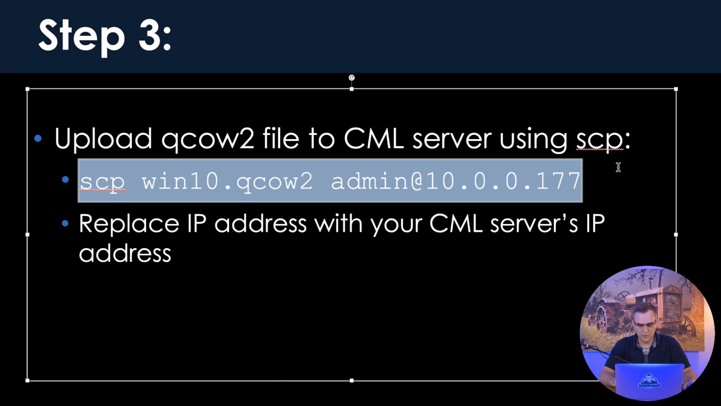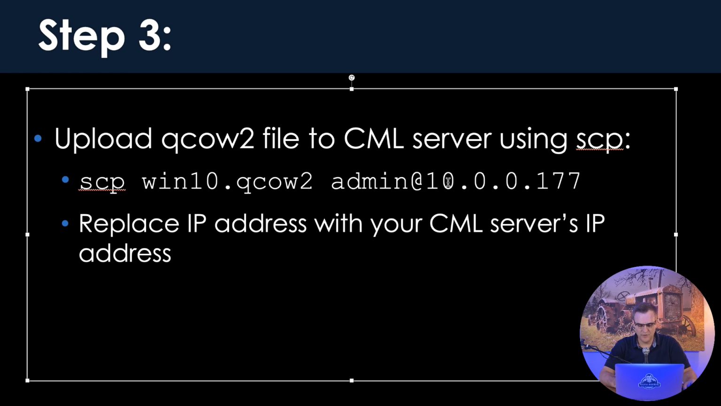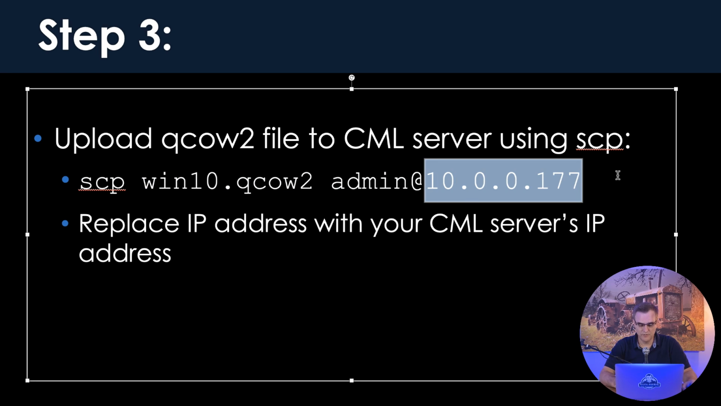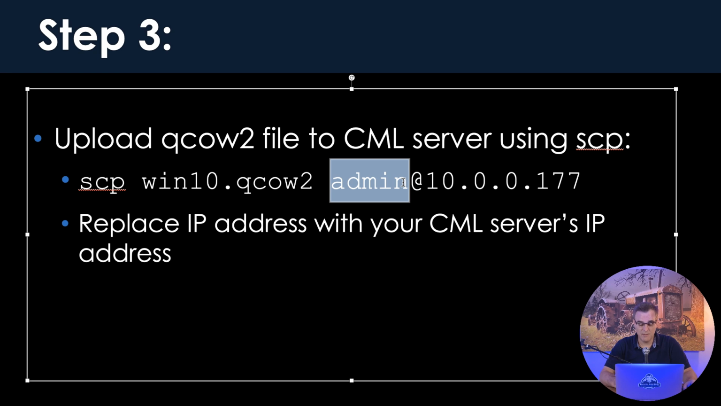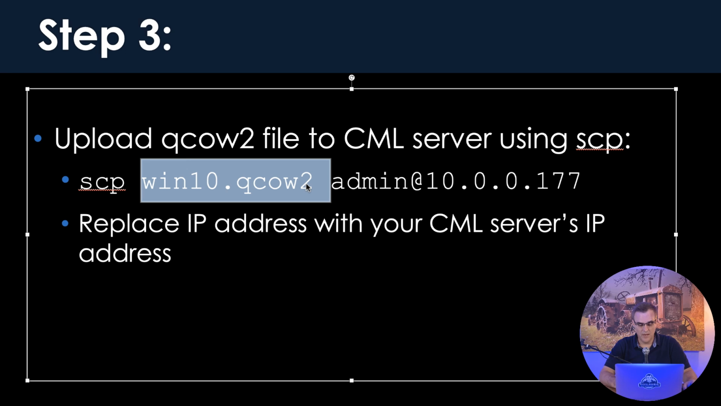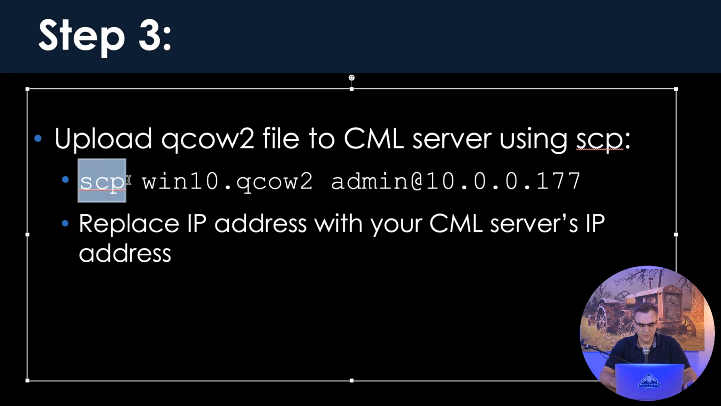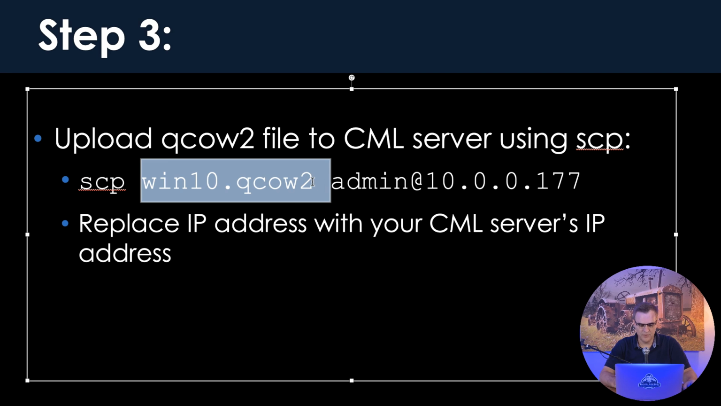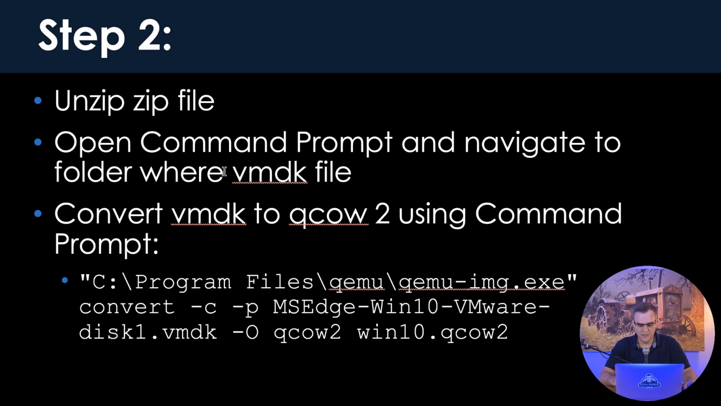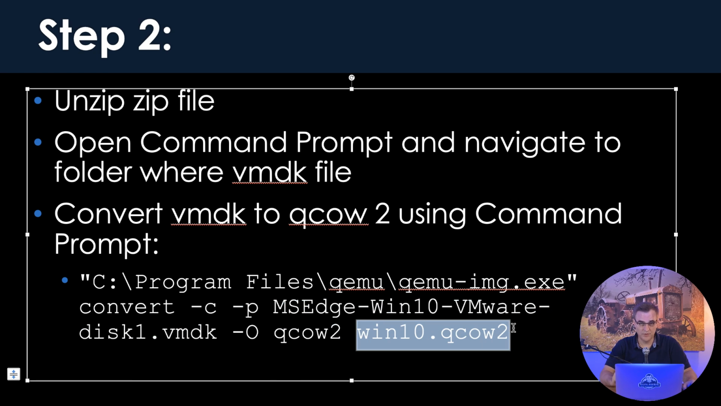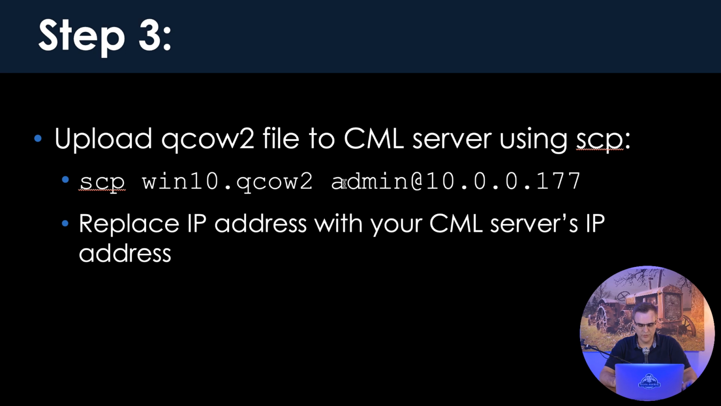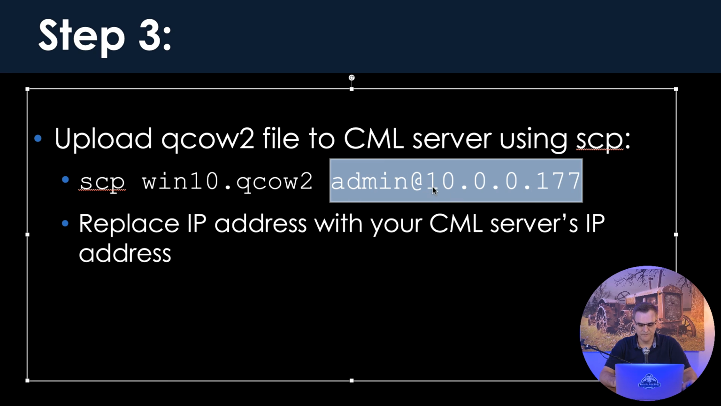And then you need to use secure copy to copy it to the CML server. So change this IP address to the IP address of your CML server, change this to the name of your administrator account, so the web UI admin account, and change this to the name of the QCOW2 file that you're uploading. So we're going to use secure copy. We're going to copy the QCOW2 file that we created in the previous step using this conversion command.